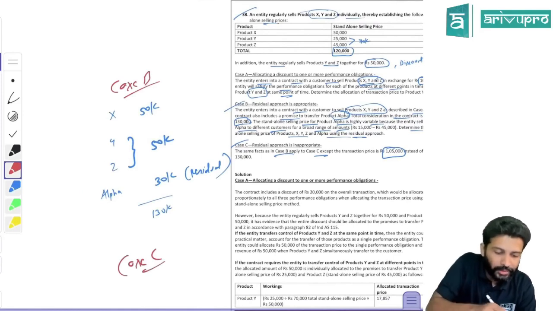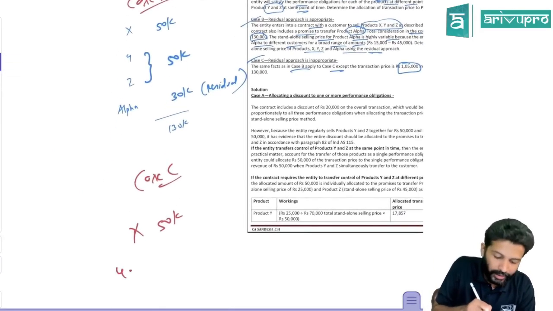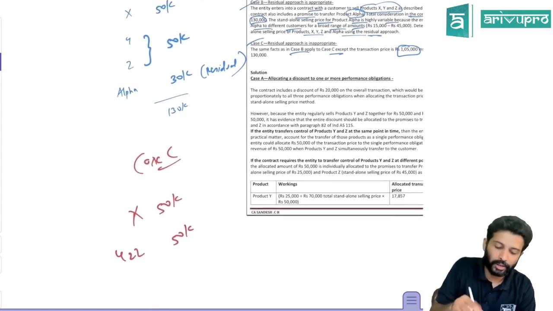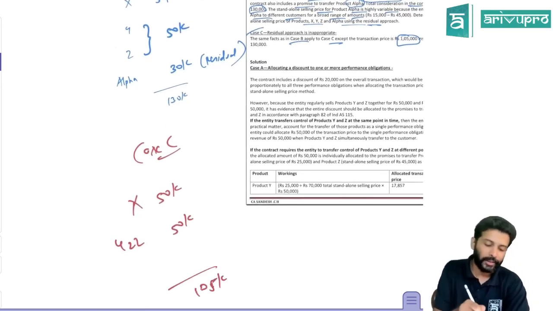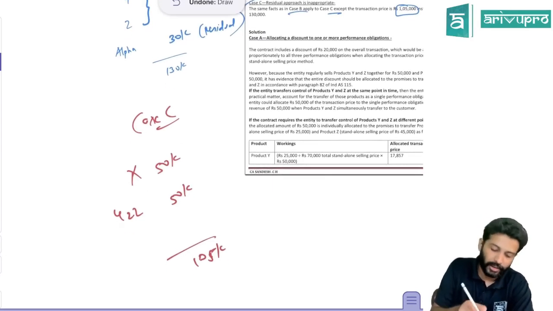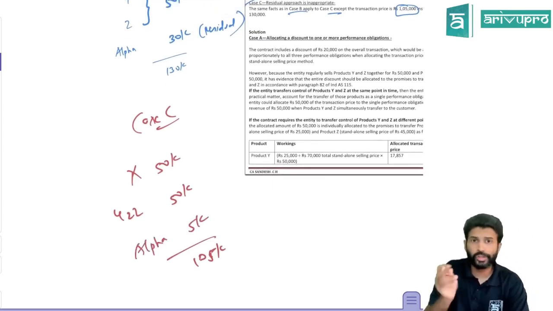If it is 1,05,000, normally you have allocated 10,000 to X. For Y and Z put together, you have allocated 50,000. So the total transaction price they are saying is 1,05,000. In 1,05,000, 1 lakh is already allocated to these 3. That means only 5,000 you will allocate to alpha. Correct? No. So 5,000 you have allocated to alpha.